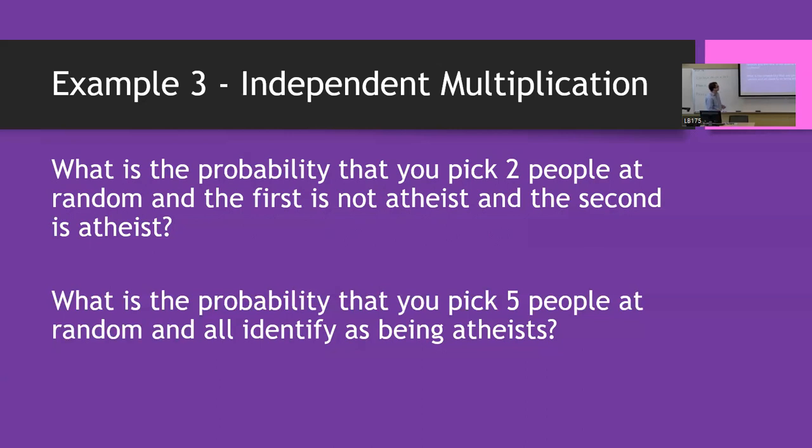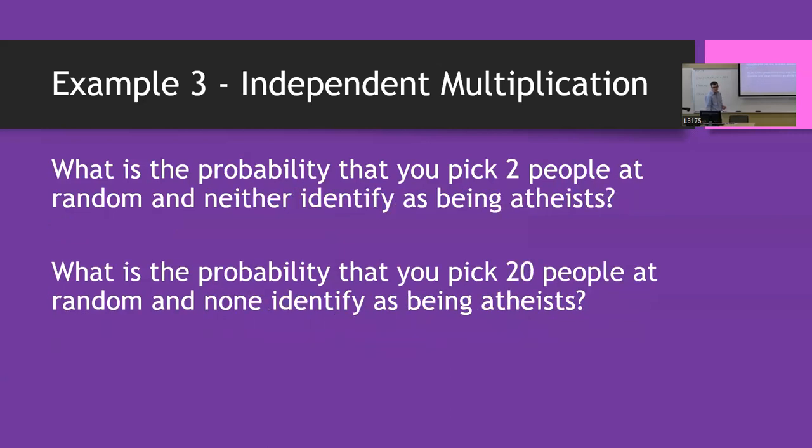Once you get those done, I want you to try the following same things. Pick two people and neither identify as being atheists. What's the probability you take 20 people and none identify as being atheists?